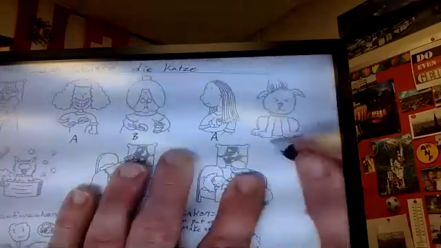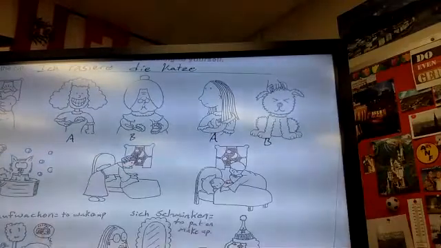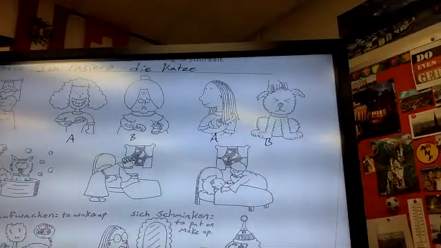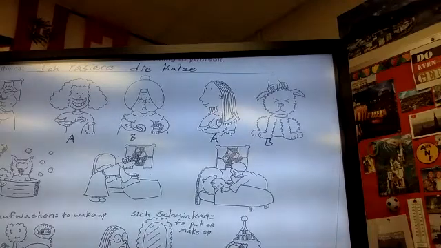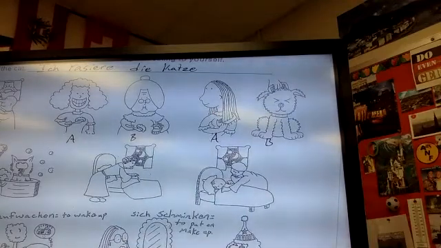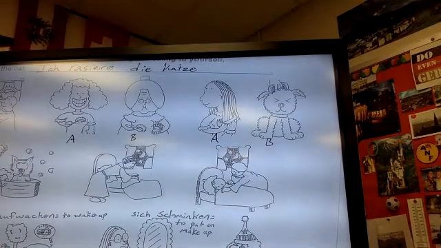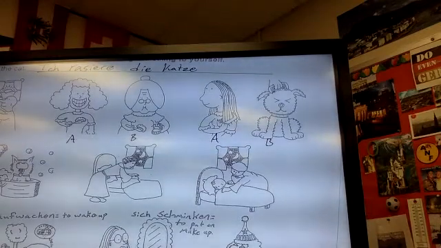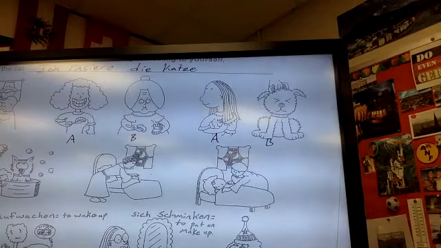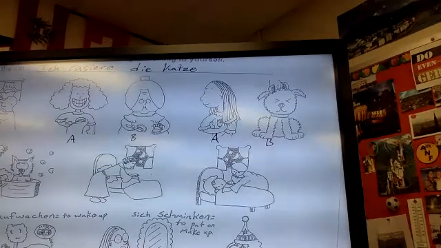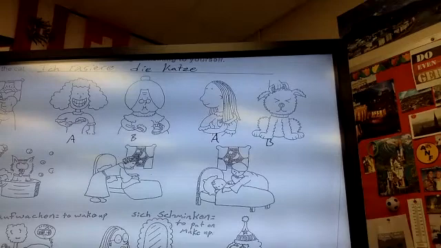Which of those would be reflexive, A or B? A. A is reflexive because we're doing this to ourselves. Ich kämme mir die Haare. B would not be reflexive. It would just be ich kämme den Hund. I comb the dog. We don't need mich or mir for that one.